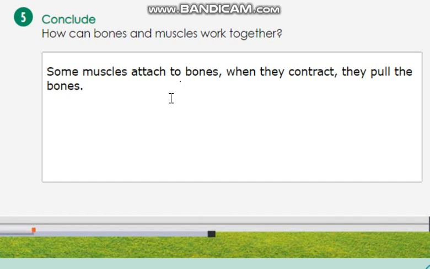By this, we finish revising the lesson. What are the skeletal and muscular system?